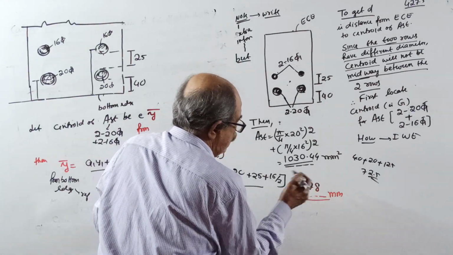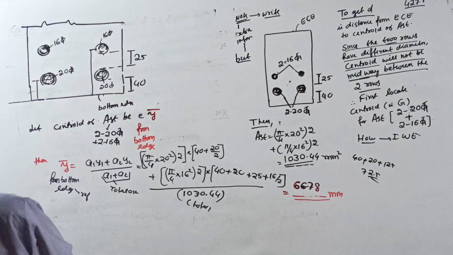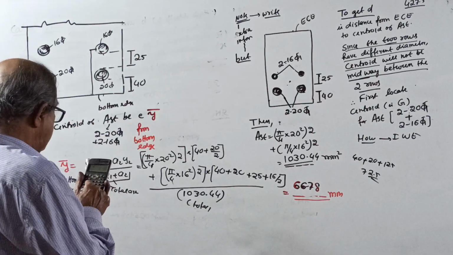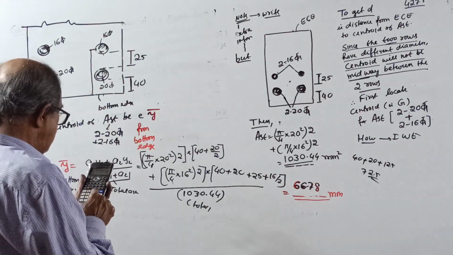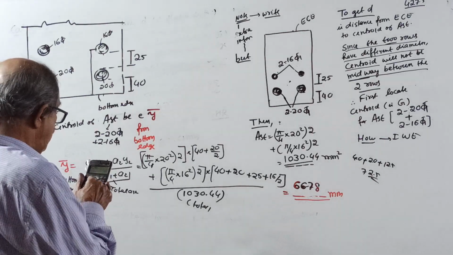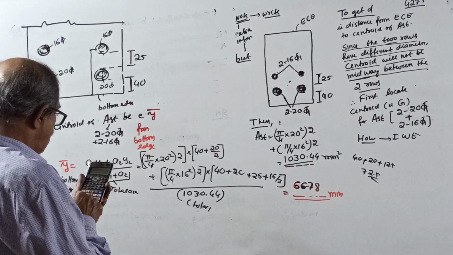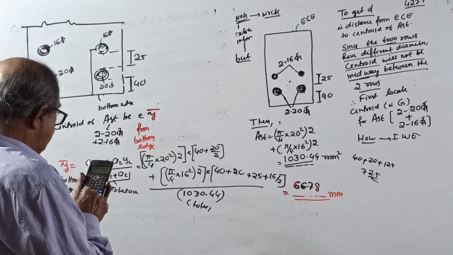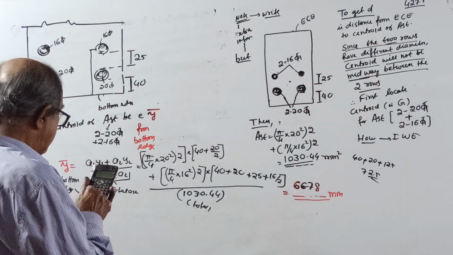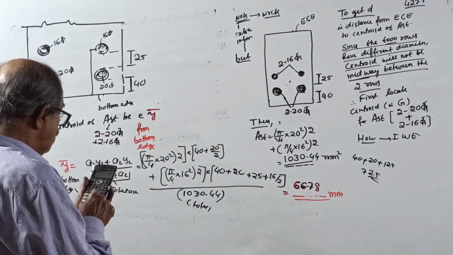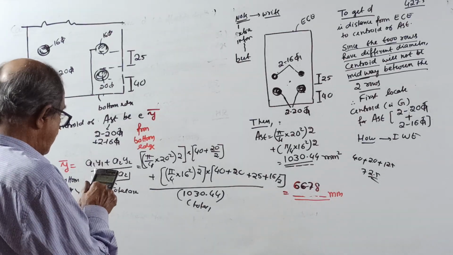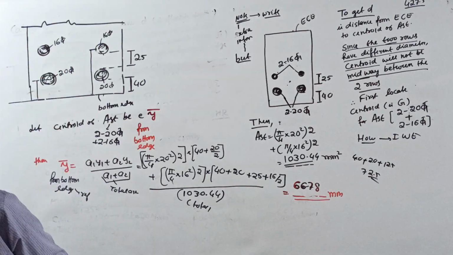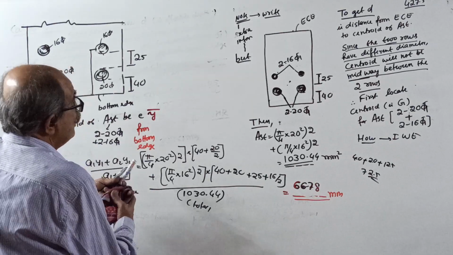I will check once again if you want. 1 minute. Now I will check the easiest way. 20 square into bracket 40 plus 10 plus 16 square into bracket 40 plus 20 plus 25 plus 8 equal to, divide by bracket, shortcut, 20 square plus 16 square. Yes, correct, 66.78. I did something else, don't worry. Over.